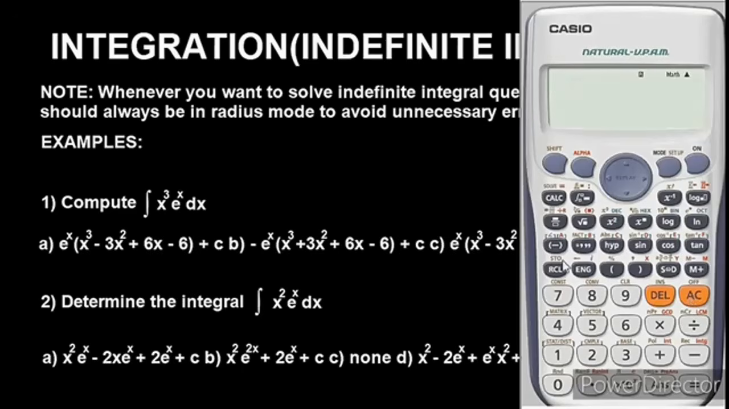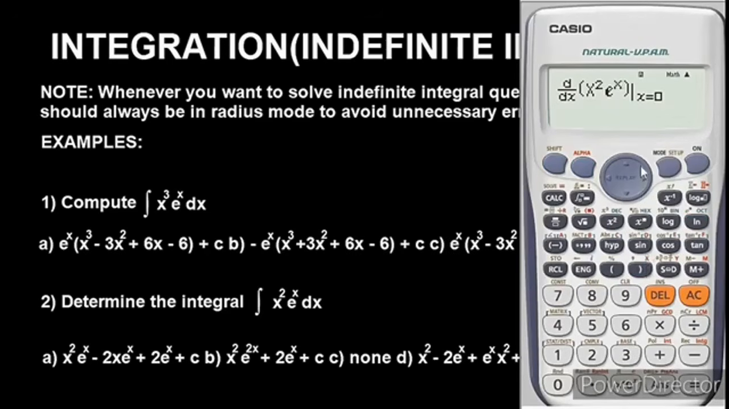So let's begin with option A. Right now, press shift, this integral sign button, to bring out d over dx. So let's begin to input the values. We have x squared, alpha x, exponential raised to the power x, alpha x.